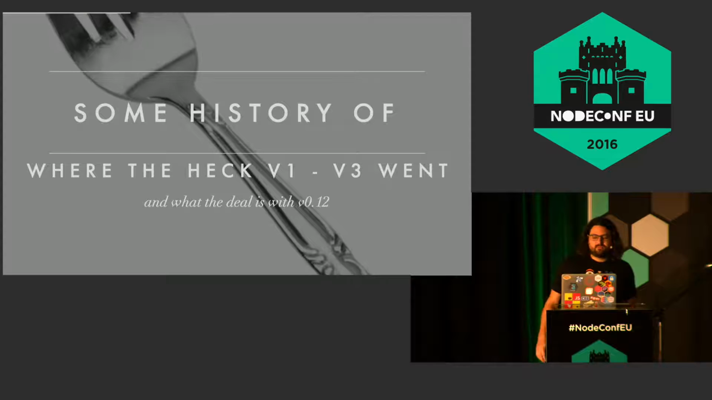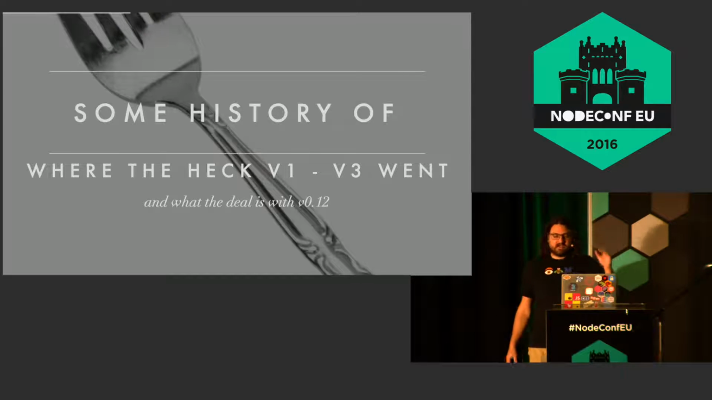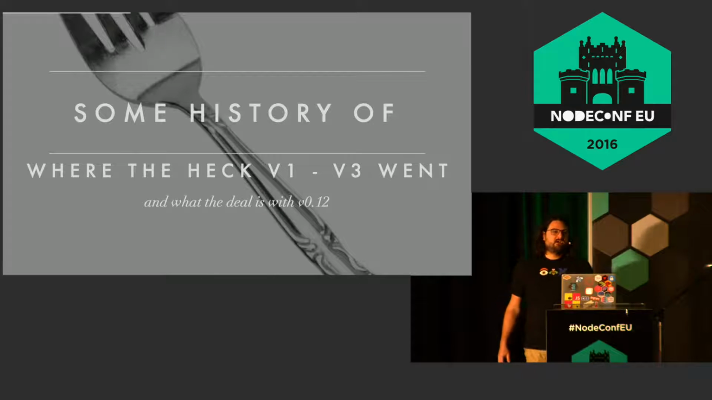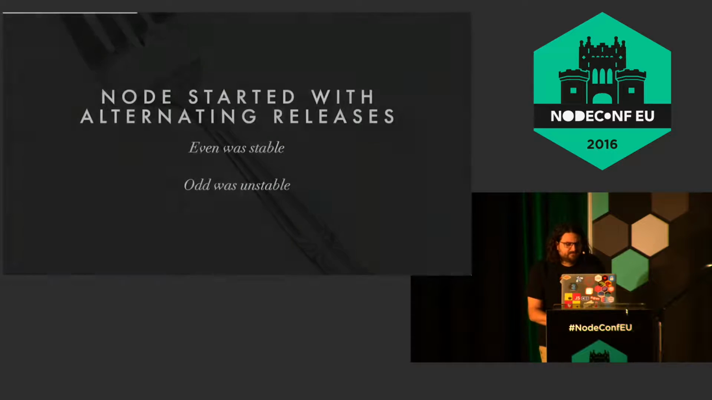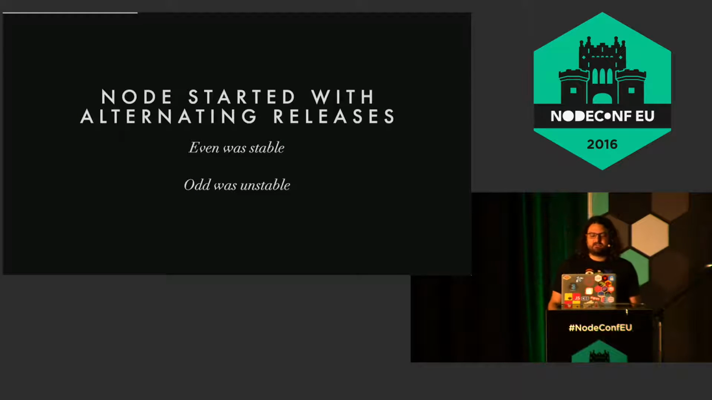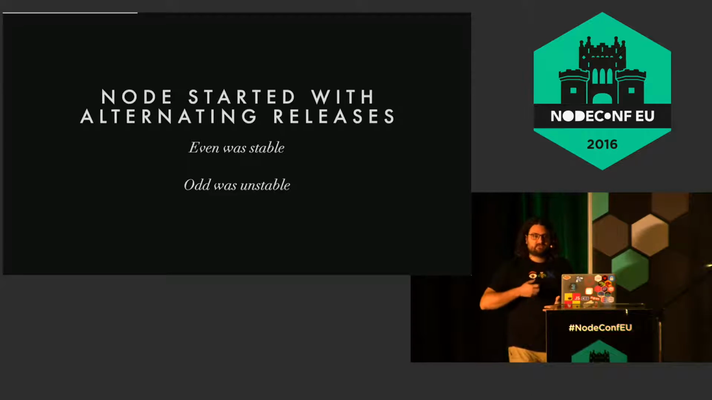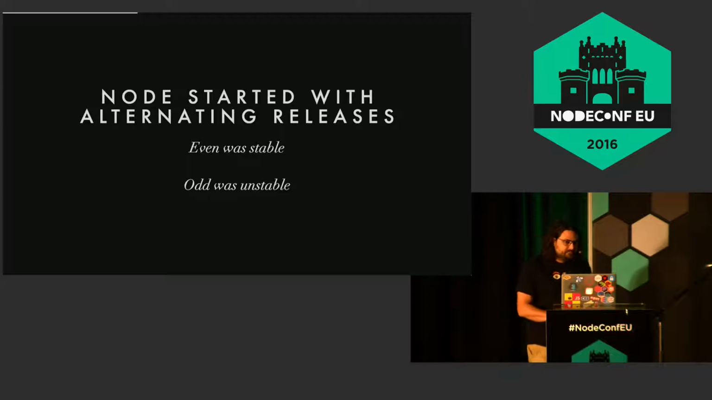But let's talk about some history and where the heck versions 1 through 3 went, because we've kind of seen 0s, 10, 12, and then we just jumped to 4. And what is the deal with v0.12? So Node started with an alternating release strategy. Every even release was stable and odd was unstable. So 0.10 was a stable release and 0.11 was unstable.